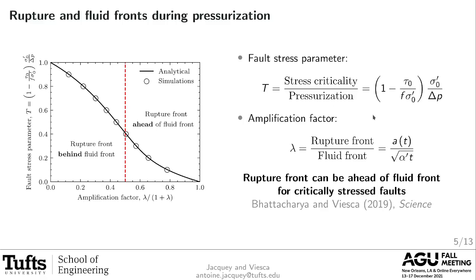The second one is the amplification factor, which captures the relative position of the rupture front driving aseismic slip to the fluid front. If this parameter is larger than 1, that means that the rupture front is ahead of the fluid front, and if it's below 1, that means the rupture front is behind. As you can see here, both the analytical and numerical simulations show that for critically stressed faults, meaning for low values of the parameter T, the rupture front is ahead of the fluid front, which is in agreement with the recent study.